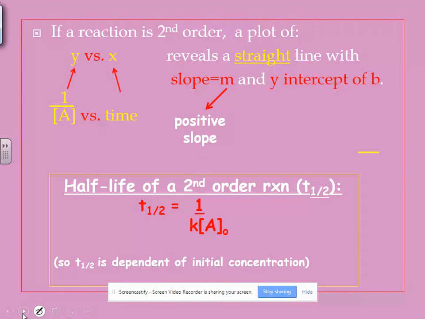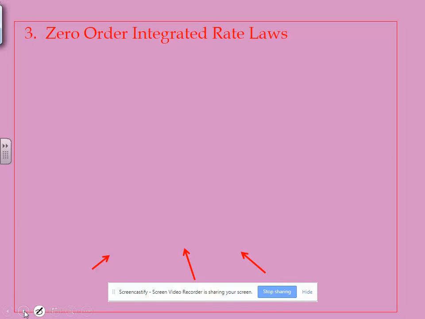The half-life of a second-order reaction is calculated by using this formula, and again, you will be given your half-life formulas. The half-life is equal to 1 over k times concentration of A initial. So in this case, the half-life is dependent on the initial concentration for a second-order reaction. In our next video, we will look at the zero-order integrated rate laws.